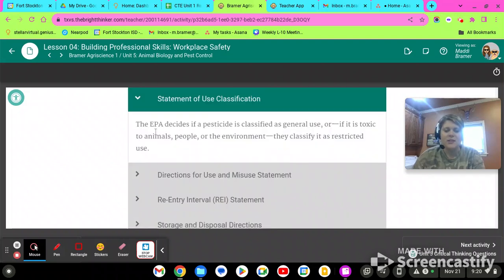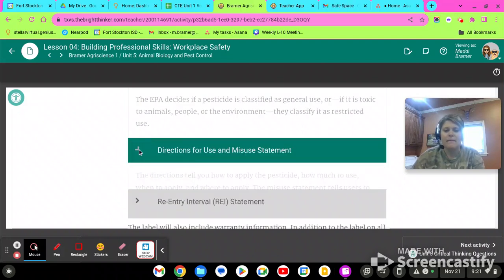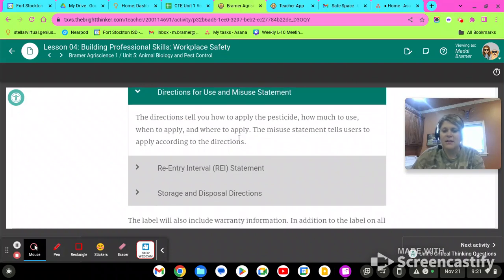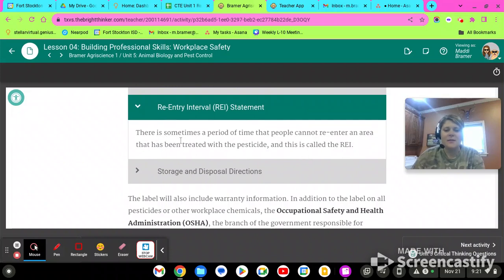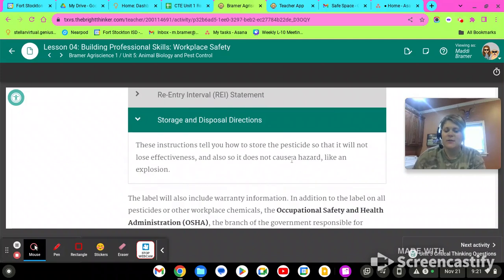Statement of use classification. The EPA decides if a pesticide is classified as general use, or, if it's toxic to animals, people, or the environment, they are going to classify it as restricted use. Tell you how to use it, how you should not use it. The REI statement, so there's a period where people can't re-enter an area. So maybe if you put off like a bug bomb in your house, there's a certain amount of time you can't go in the house until that has cleared. So that's what that is. And how to store it and dispose of it properly.